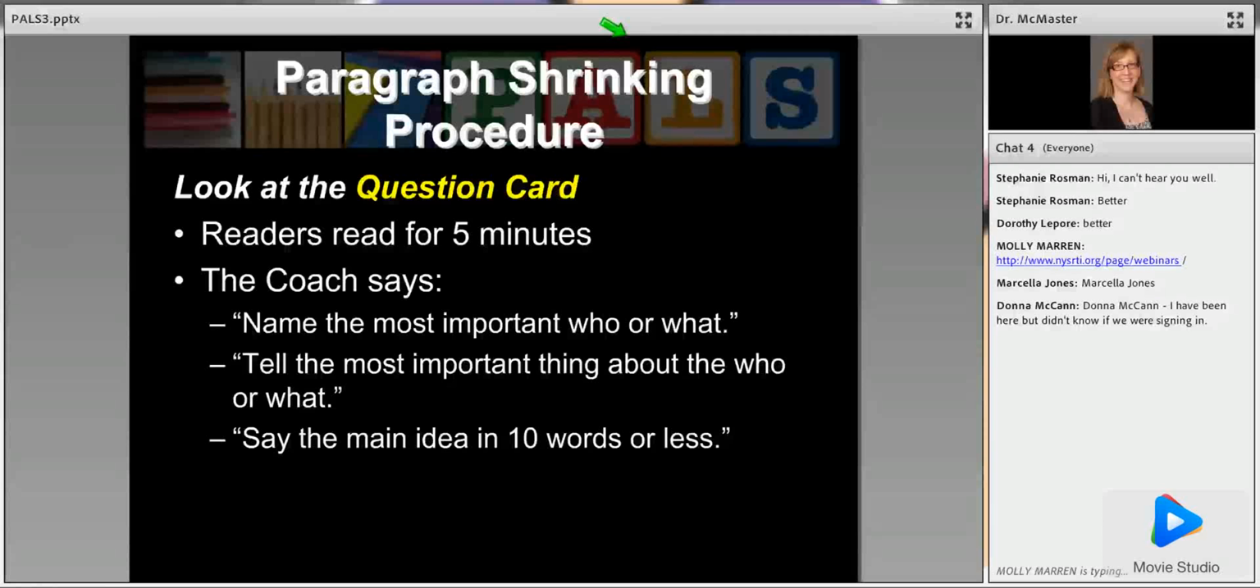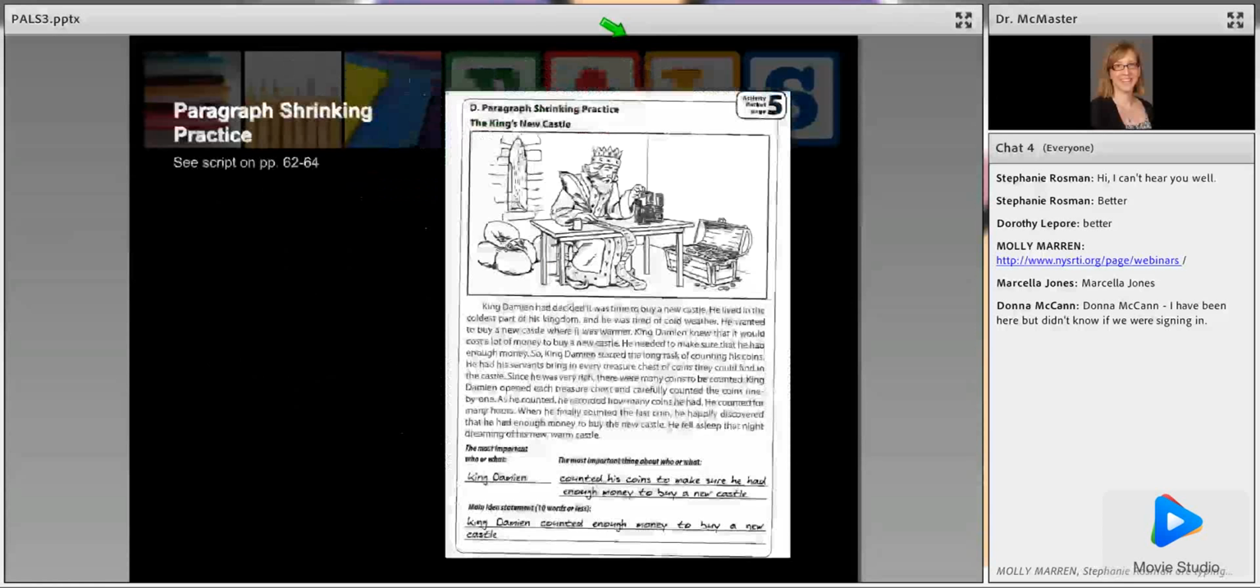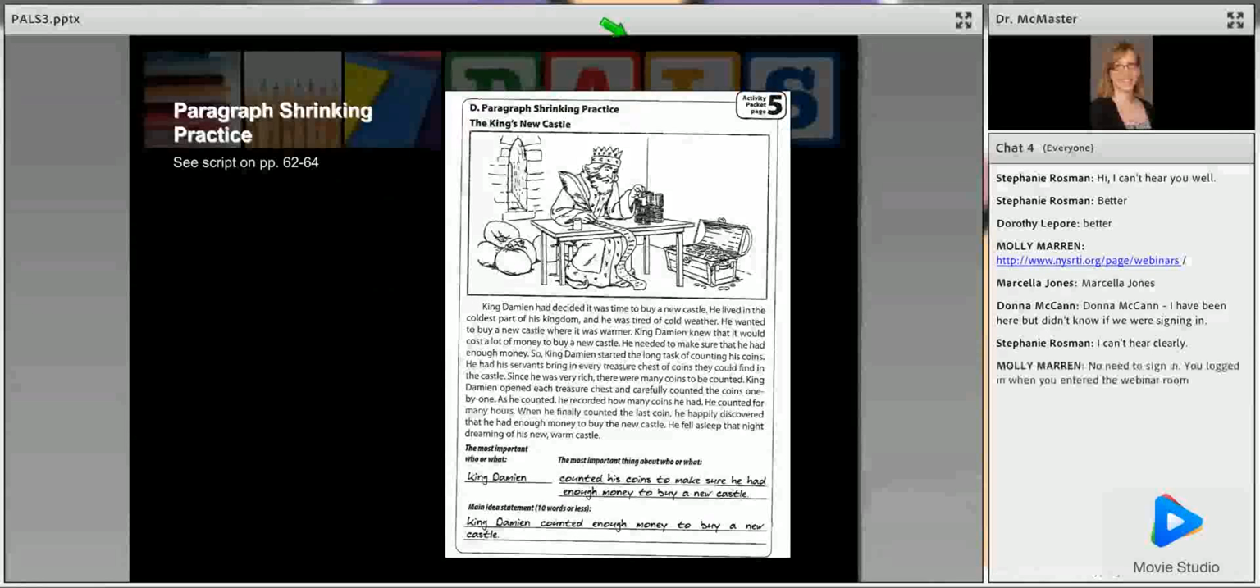And the teacher would instruct the students to open their activity packets, where they would have a copy of the story. And the teacher would say, as you listen, we will try to figure out the main idea by walking through the 3 steps of paragraph shrinking.